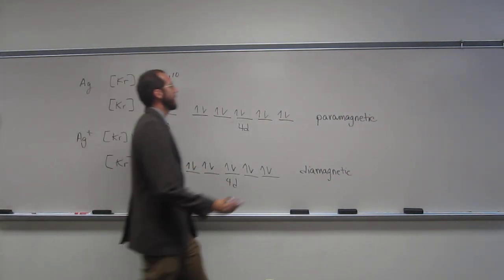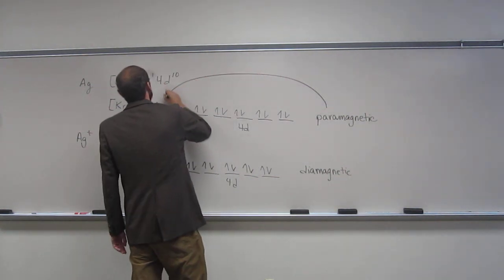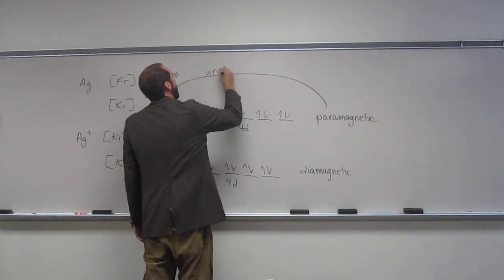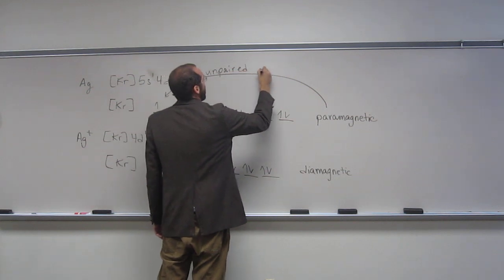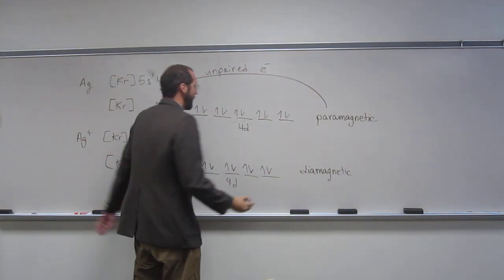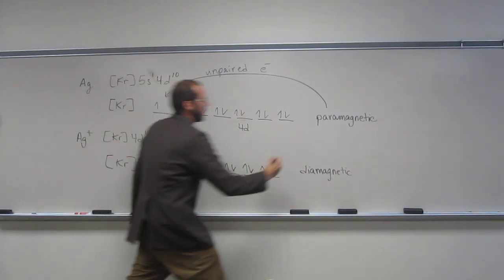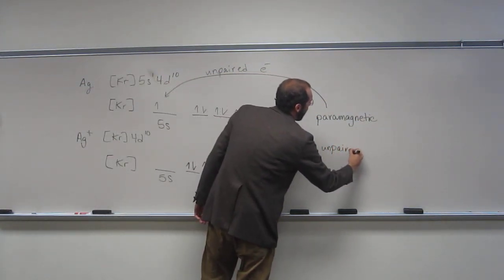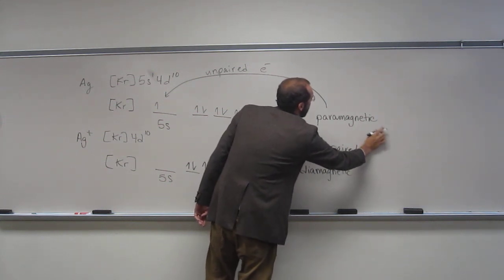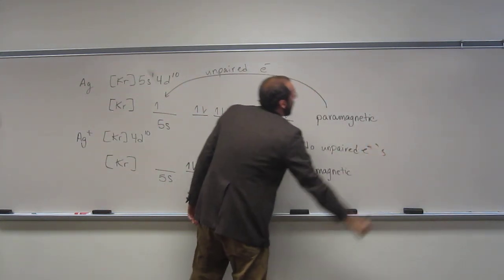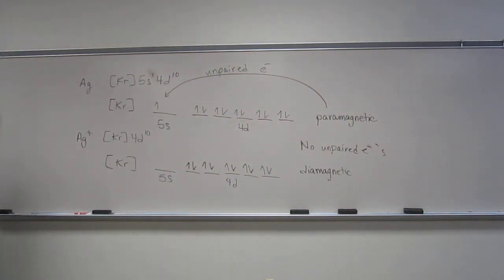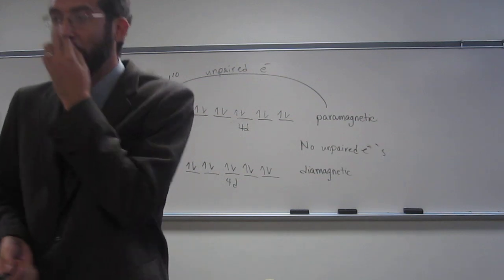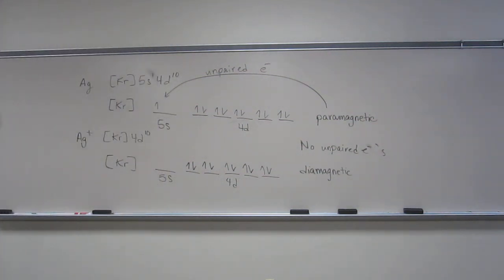So why is this paramagnetic? Because we've got that unpaired electron. And why is this diamagnetic? No unpaired electron. Does that make sense to you guys? So you should be able to figure out if something's paramagnetic or diamagnetic. Any questions on this?